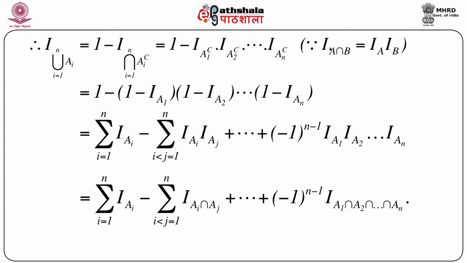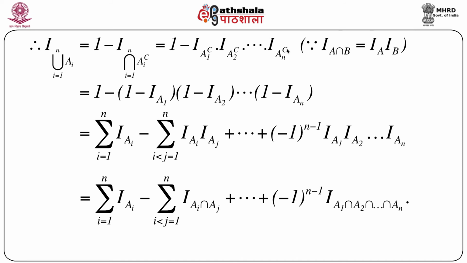Now we know that the indicator of the intersection of two sets equals the product of the indicator functions defined on the individual sets, and we can extend this to many other sets, so that the indicator function defined on the intersection of the Ai complements is nothing but the product of the indicator functions defined on each of these sets. That means it becomes 1 minus I of A1 complement into I of A2 complement into up to I of An complement.